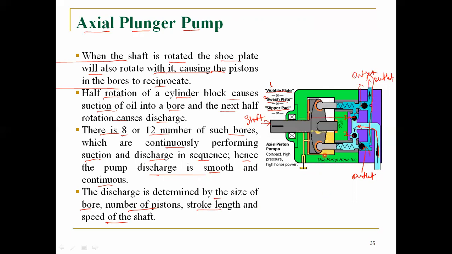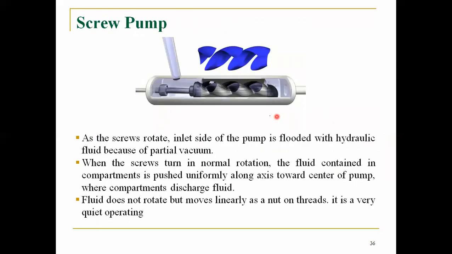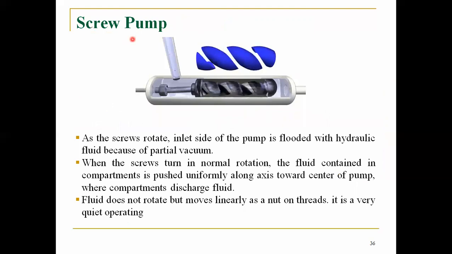In this way we can have 3 types. This is the plate, and that plate will be moving in the forward and backward direction. We call these the oval plate, swash plate, and slipper plate. Then, in addition to the radial piston pump and axial piston pump, we also have the screw type pump.